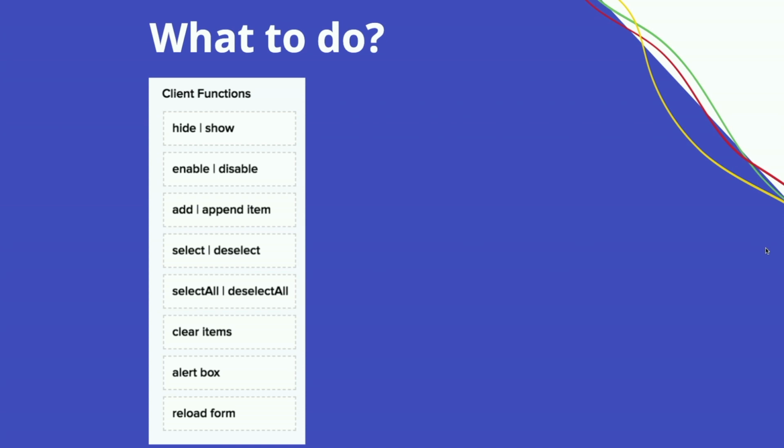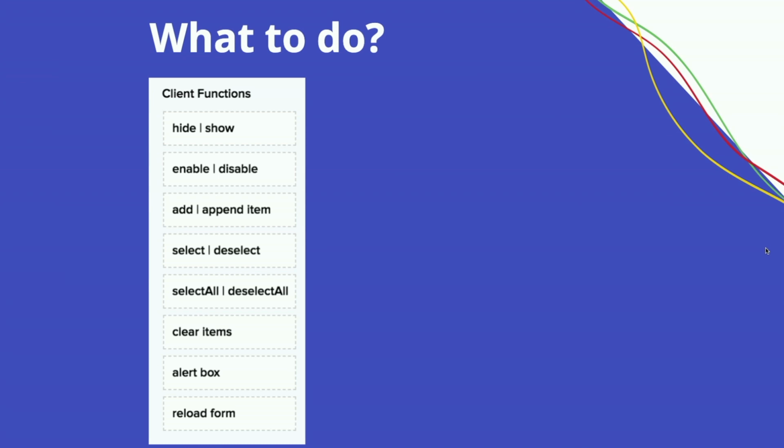And then we have some client functions. When you say client functions, it is basically what you see on the form. It happens right in front of your eyes. Like, say, for example, based on a condition, you are hiding a field or showing a field that is hidden. So that's something that you can literally see happening. You can enable or disable a field. Add or append item. This is applicable to a drop-down value.